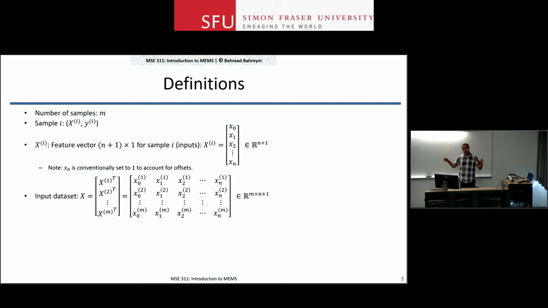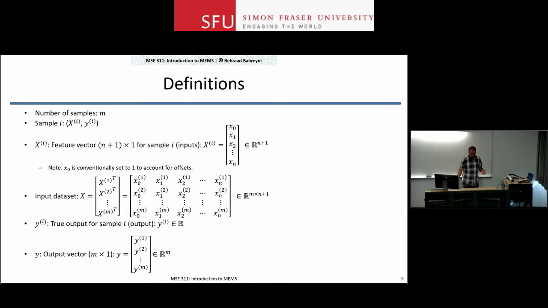You can put all of your input vectors, just transpose them and put them on top of each other, to create a matrix that contains all of your input data set. In that case, that matrix will be of order m times n plus 1. And then you have a vector y that tells you, for that set of input features, this is the output value. So this vector will have a dimension of m by 1. And this is basically what you feed into your algorithm.